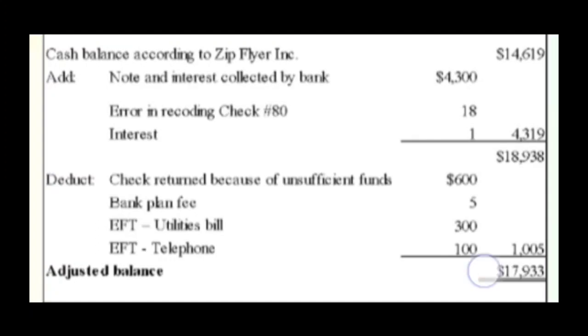Now the company also has the balance same as the bank, $17,933. So this is all for the first question. Now let's move to the second one. Question number 2, which is a bit different from question number 1. So let's have a look at this.